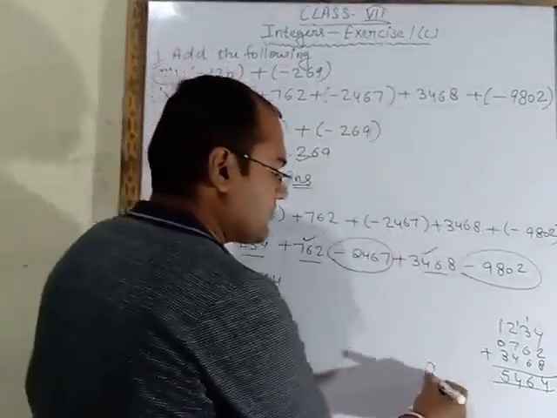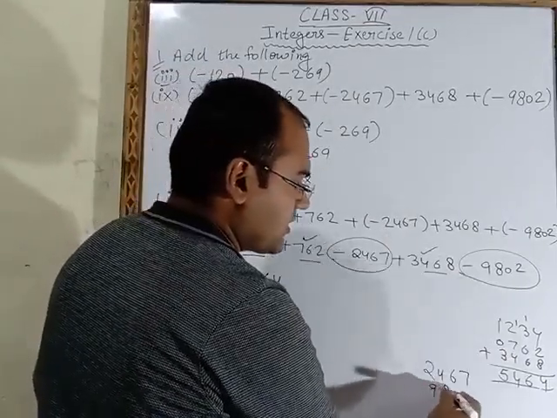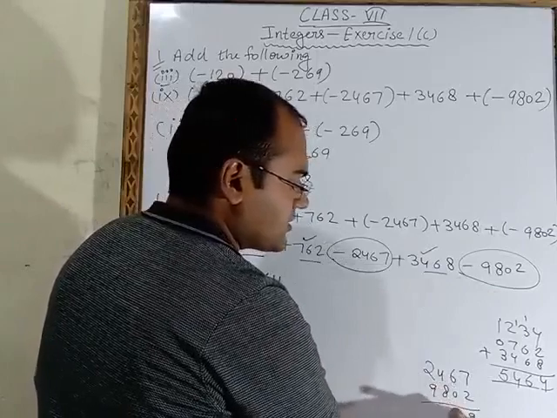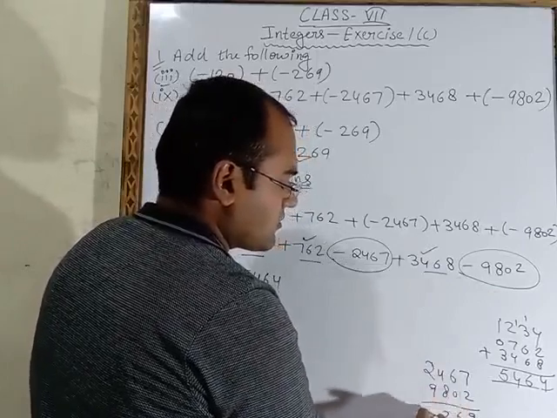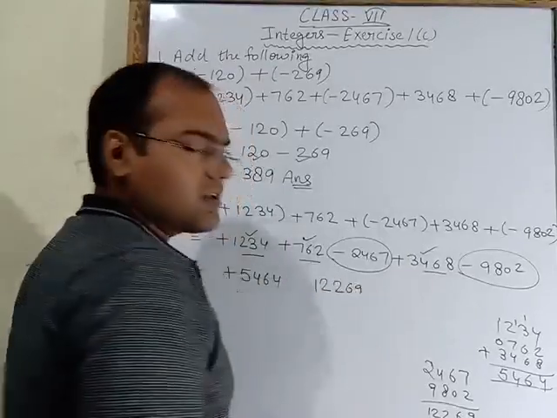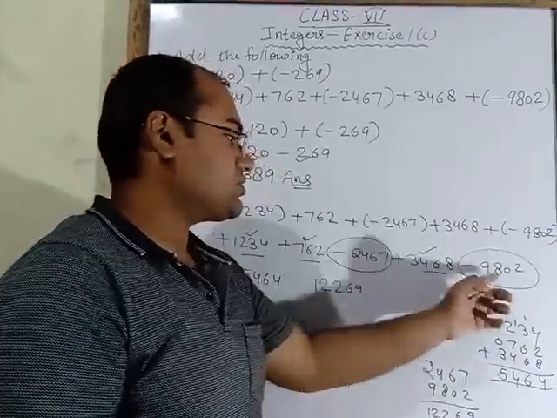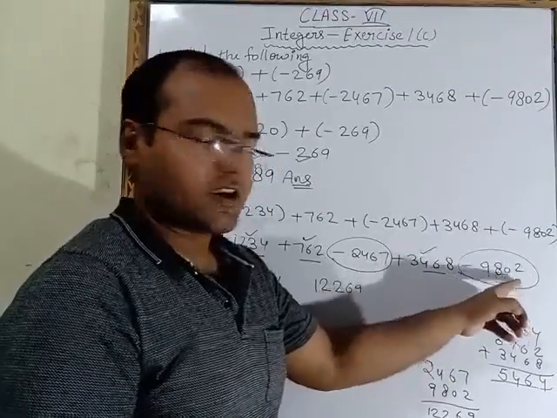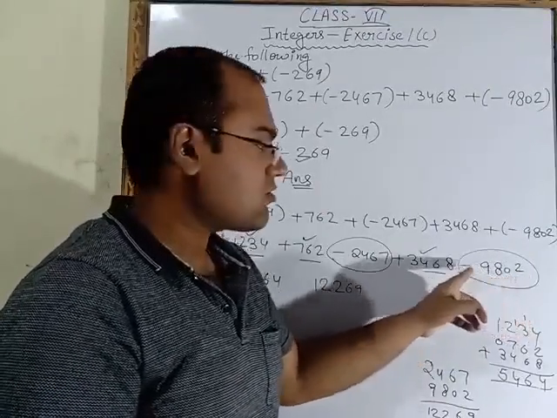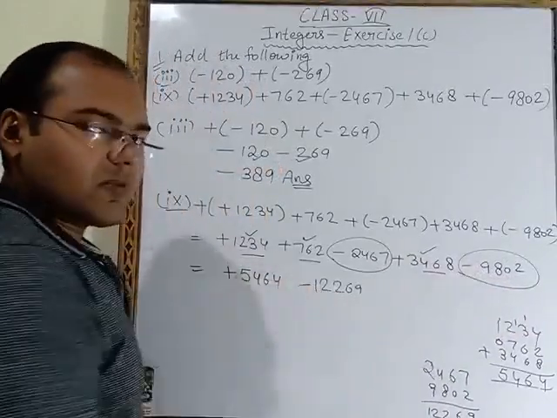Now we will add these two numbers, 2467 and 9802. On adding these two numbers you will get 12,269. So this is the answer of these two numbers. Which one is greater among these two? 9802 is greater. What is the sign of 9802? Minus sign. That's why we have to put a minus sign in this answer.